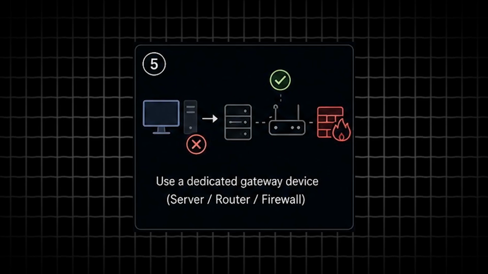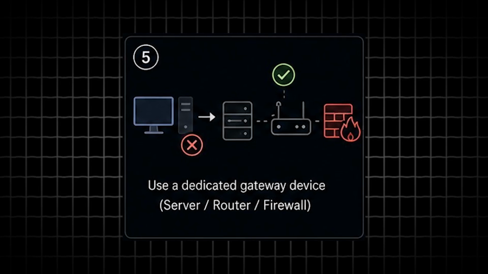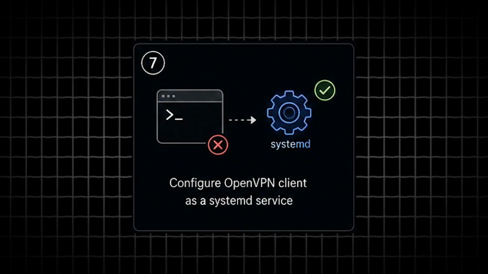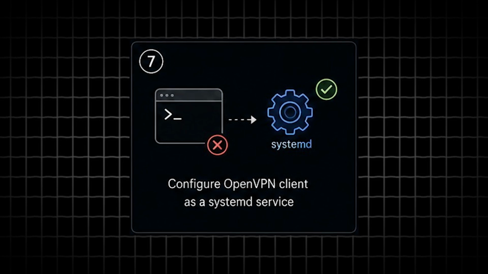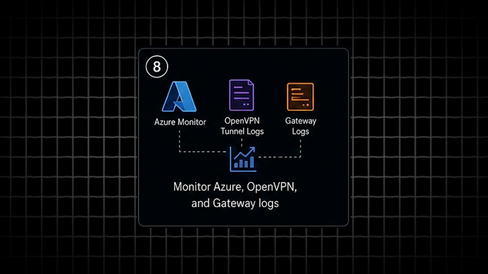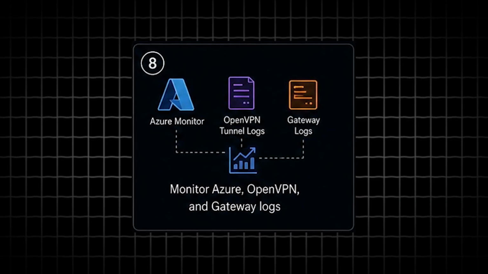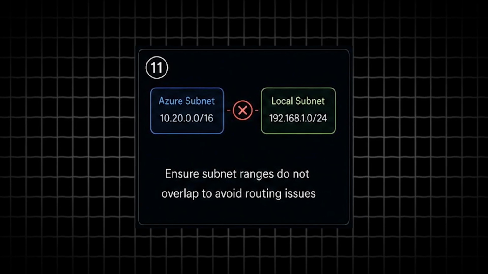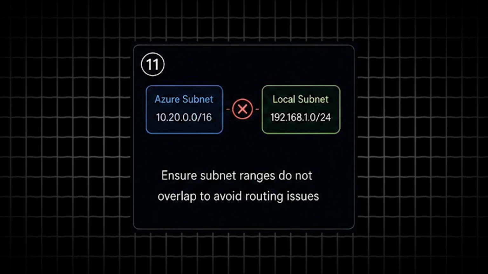And then you need to use a dedicated gateway device because we were using a local Linux machine. It was a desktop machine. It's not recommended. Either use a server or use a dedicated router. So next, you need to configure the systemd services for your OpenVPN Access Server so that whenever your machine reboots, if you're using a Linux server or something, it starts automatically, right? And of course, you need to monitor everything, your OpenVPN Access Server logs, Azure logs, everything, so that you could pinpoint if there is some sort of error, and it will be easier for you to troubleshoot the problems. And then you need to make sure that the subnets of your Azure virtual machine and your local network do not overlap, because if they overlap, then the routing is going to be a problem.